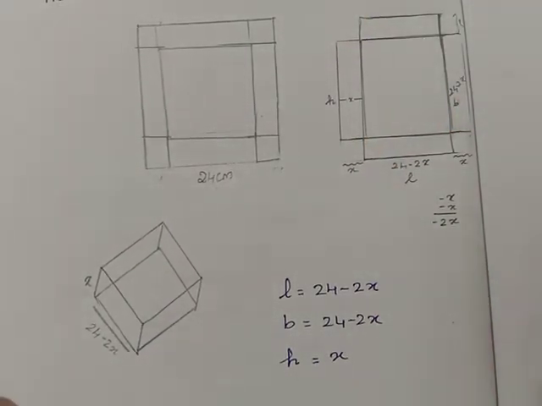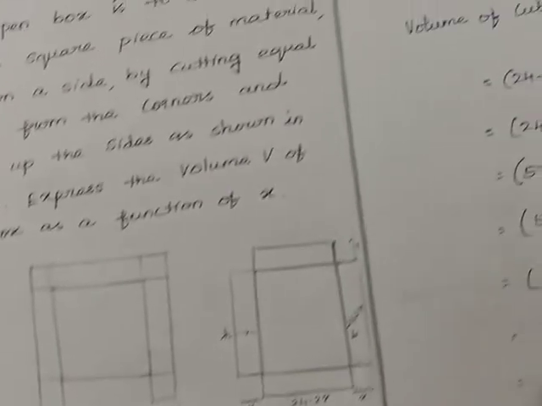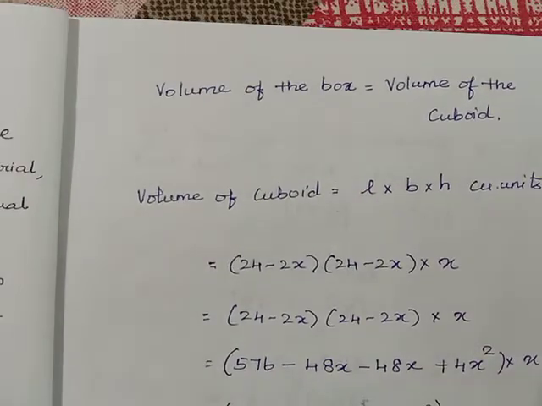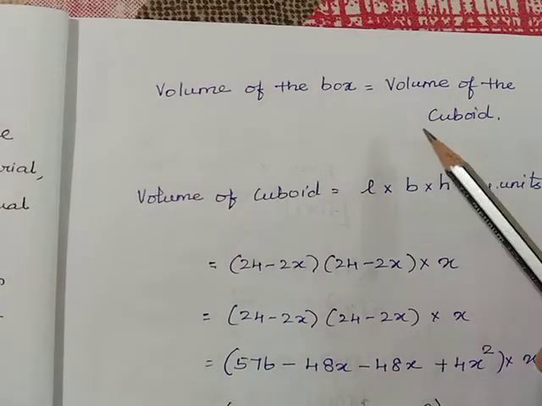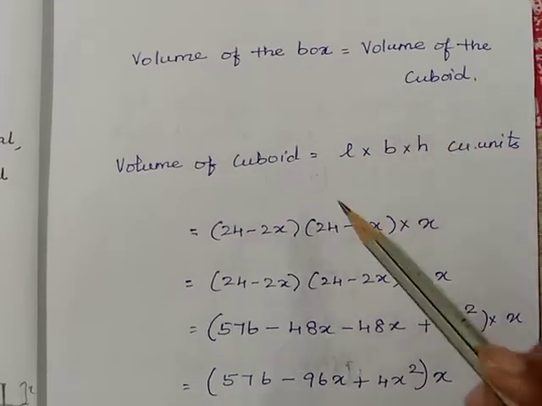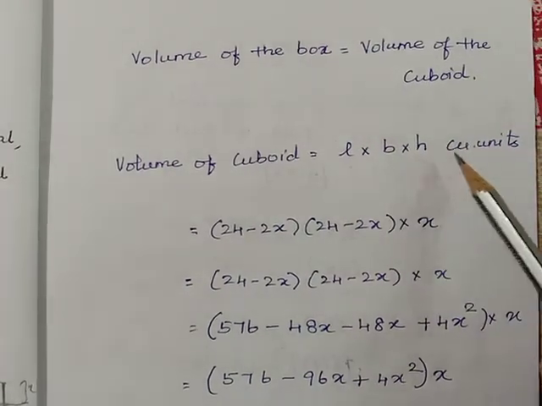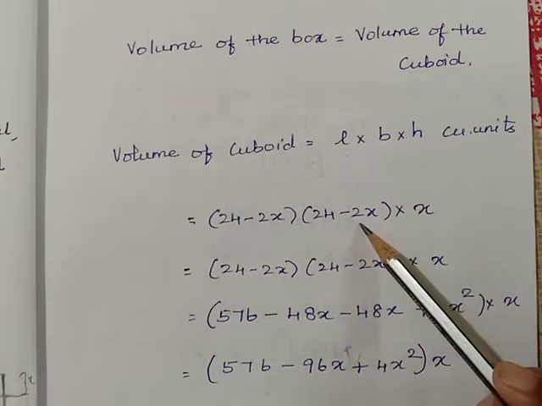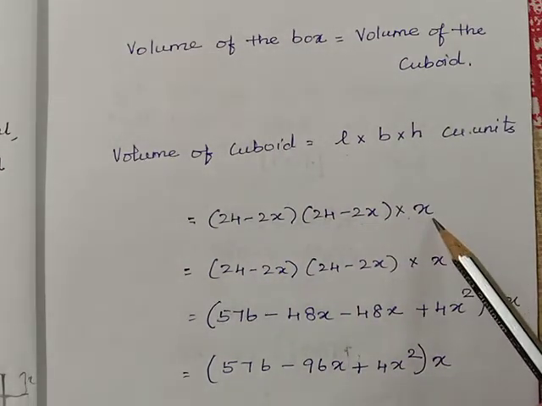Now we have to find the volume of the cuboid. So the volume of the box, when we cut equal parts on the side, we had the shape of a cuboid. Therefore, volume of a cuboid formula, we know, is length into breadth into height, cubic units. The length value is 24 minus 2x, the breadth is 24 minus 2x, and the height is x.